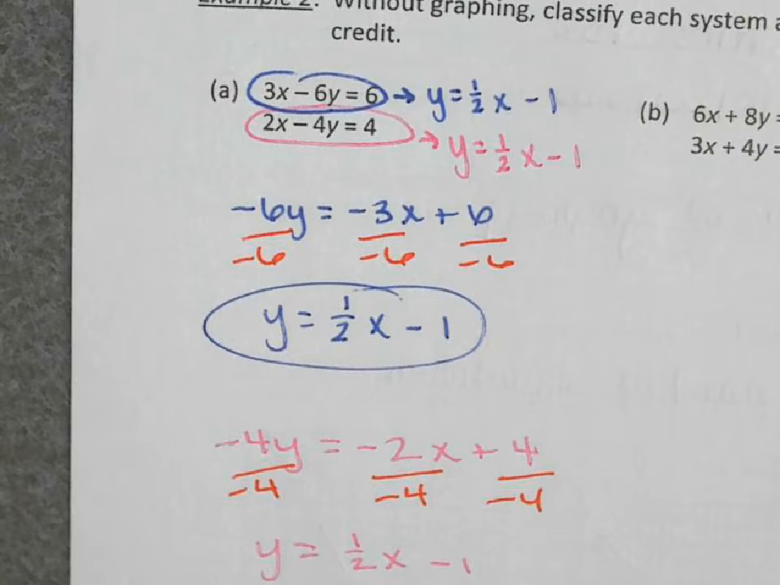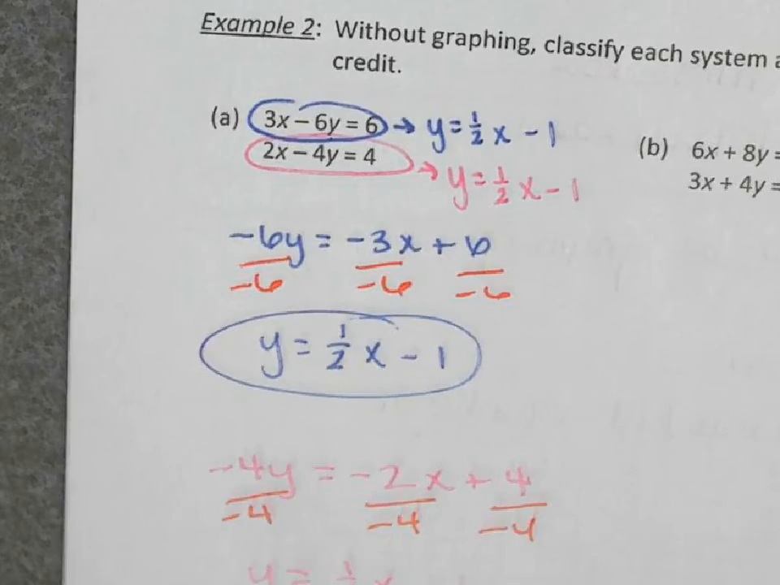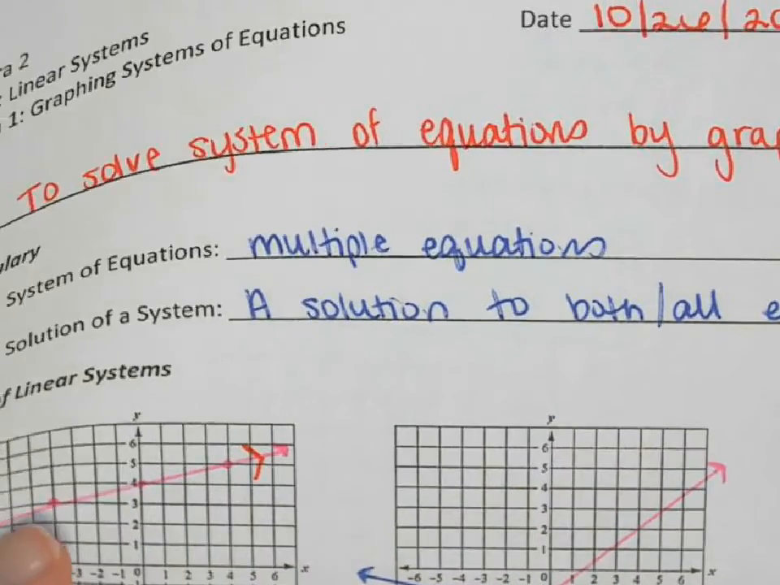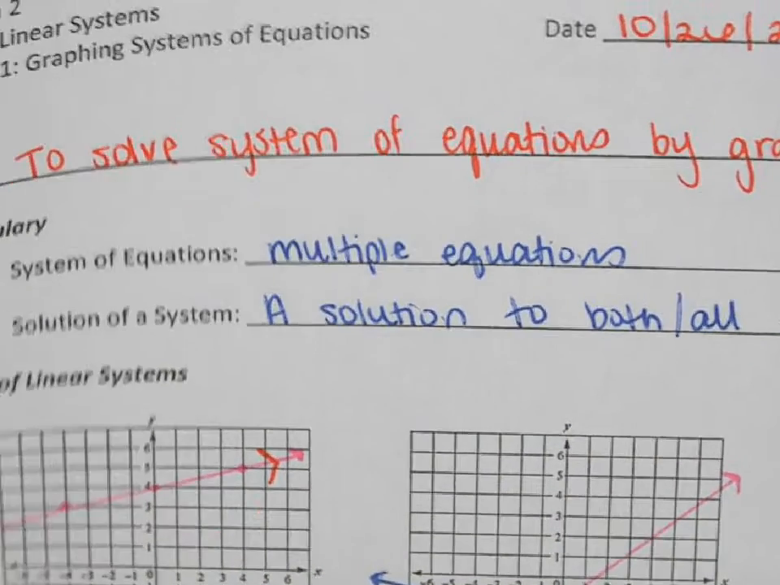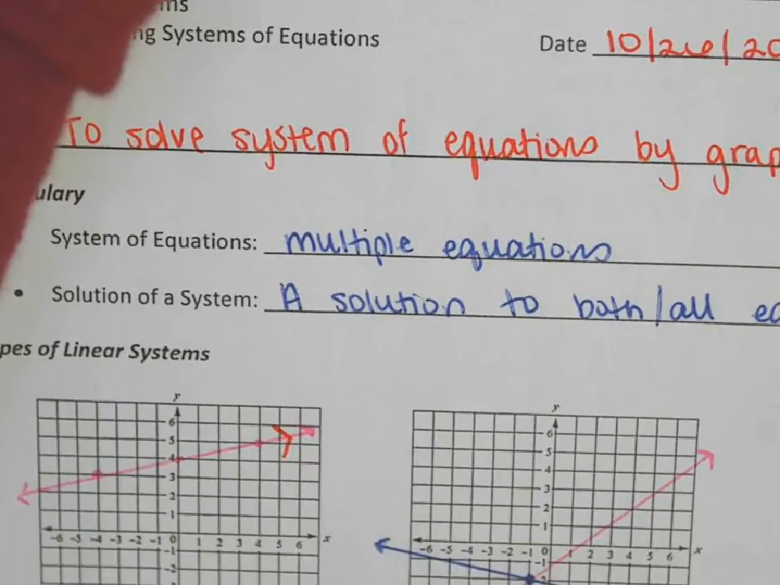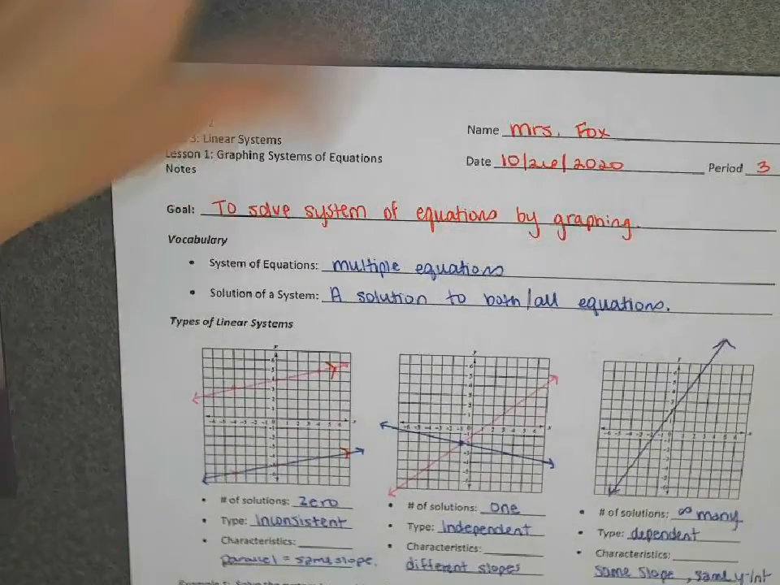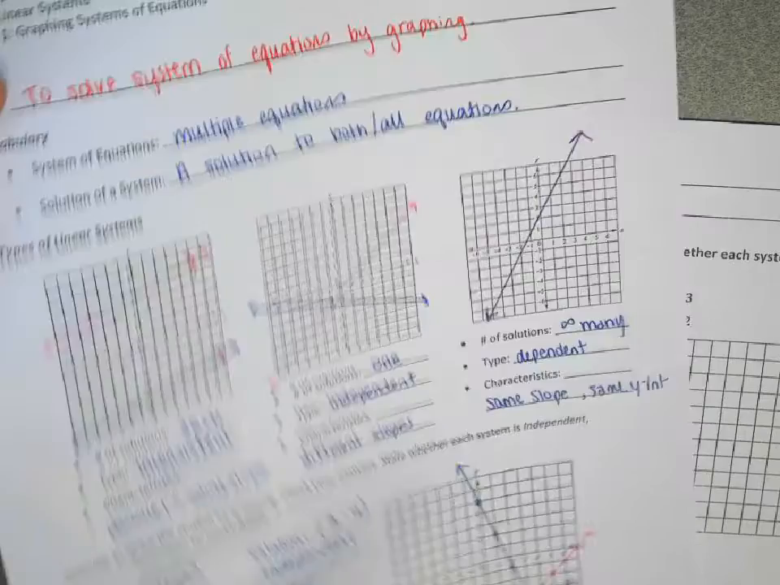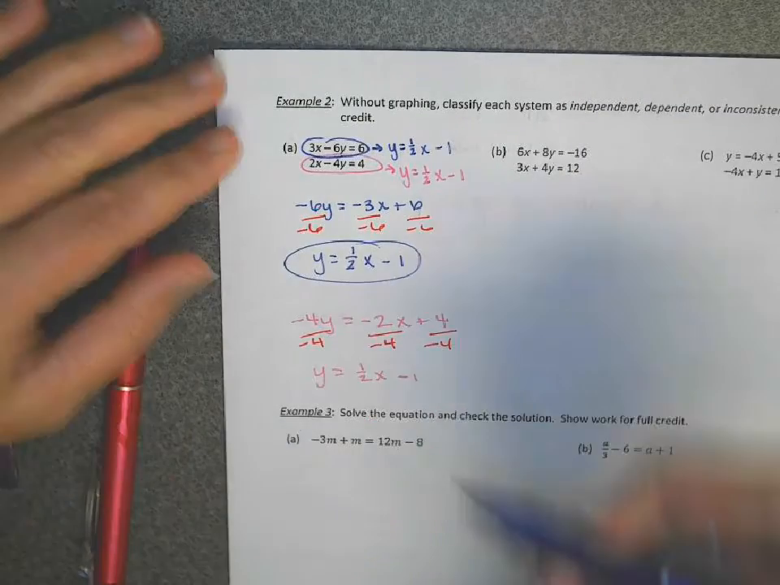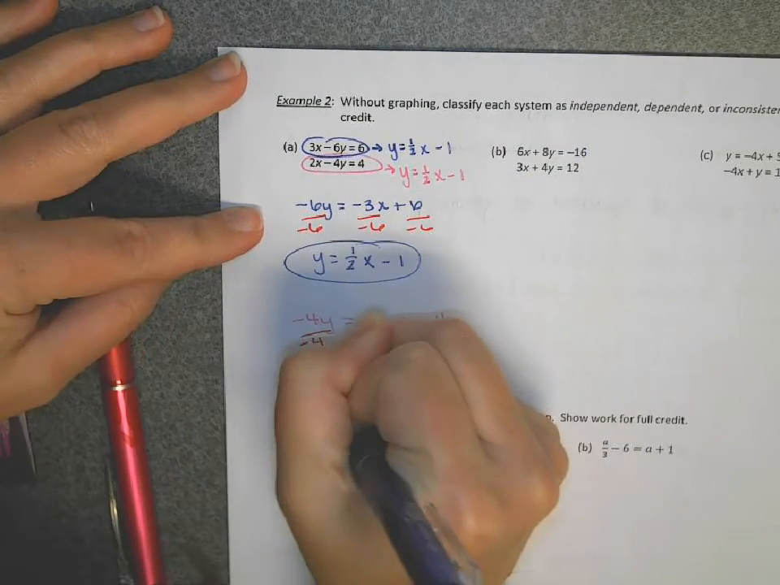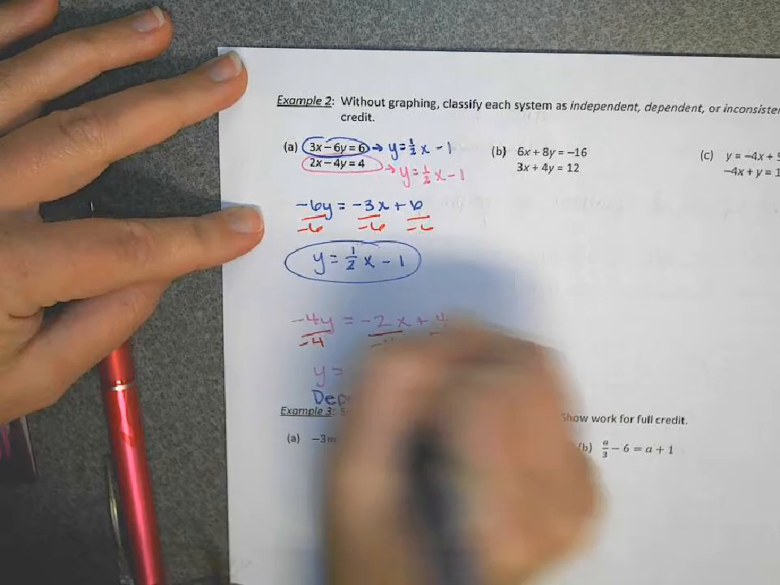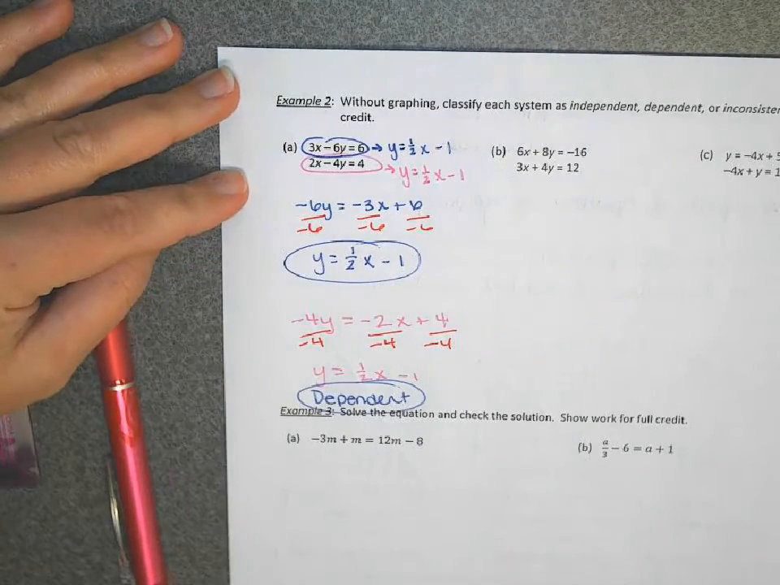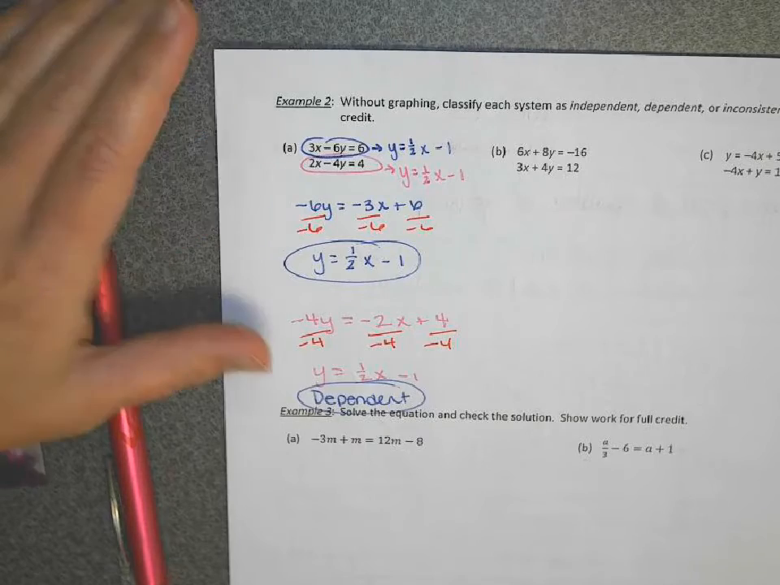Same slope, same y-intercept. So what type of system do we have? Okay, if they have the same slope, same y-intercept, that means it's a dependent system. So we're going to write in here dependent. Does that make sense? Okay, let's try the next one.